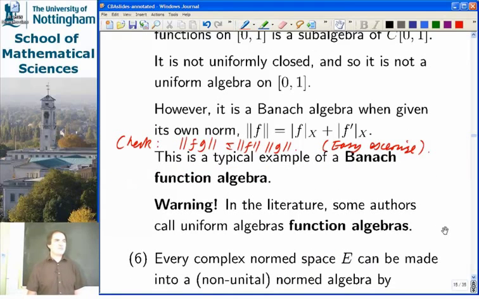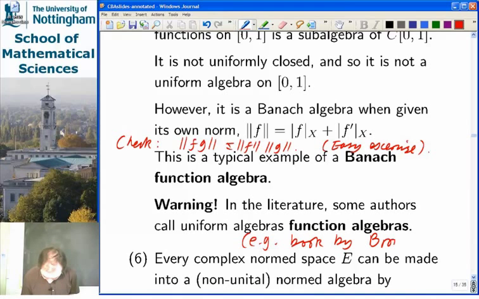Unfortunate clash in the literature. Some authors call uniform algebras function algebras. We won't use that, but there's a book by Browder called Function Algebras, and in the book by Browder called Function Algebras, his function algebras are uniform algebras.